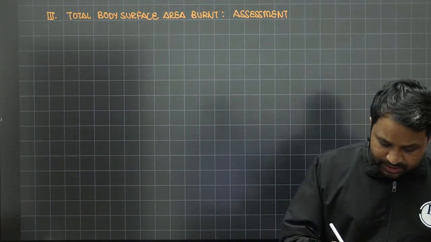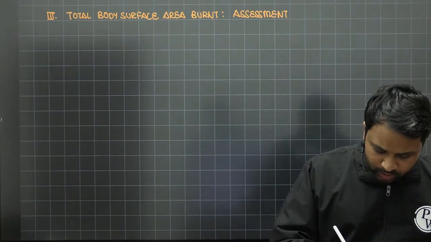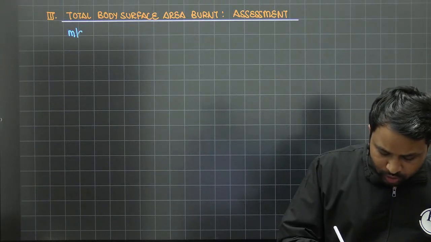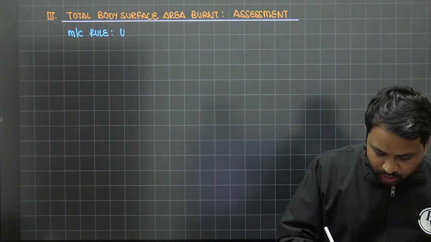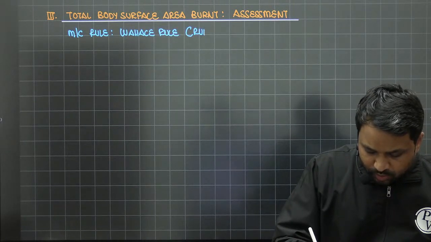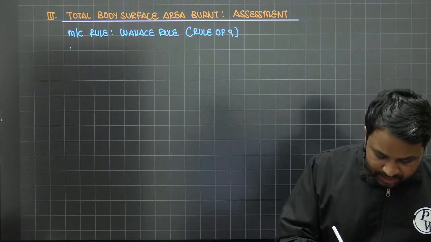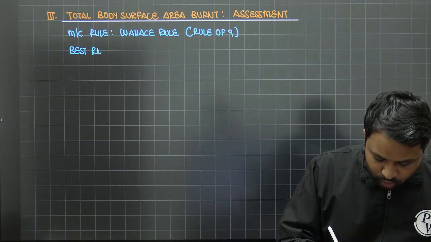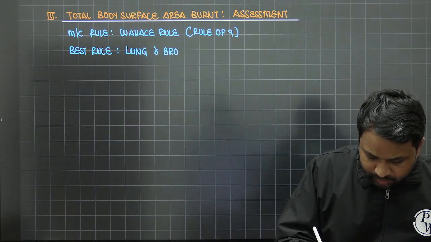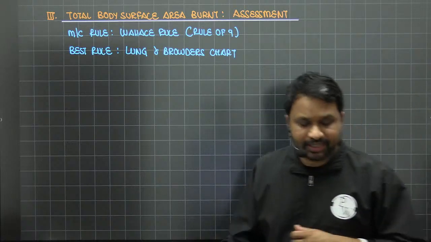Now for this, what is the most commonly used rule? Overall the most commonly used rule is what we call the Wallace rule, also popularly referred to as the rule of 9. But if they ask you what is the best method or the best rule for the assessment, then the answer is going to be the Lund and Browder chart.